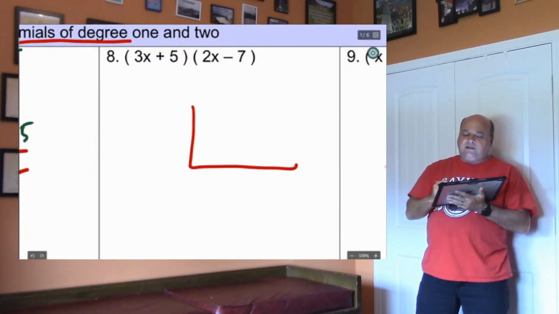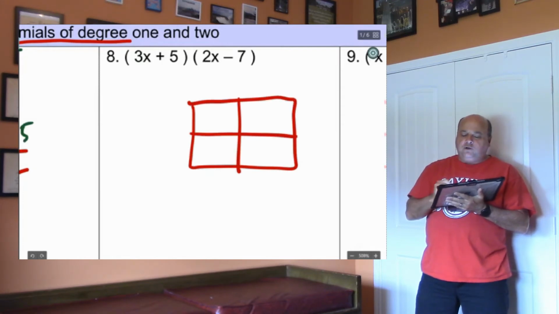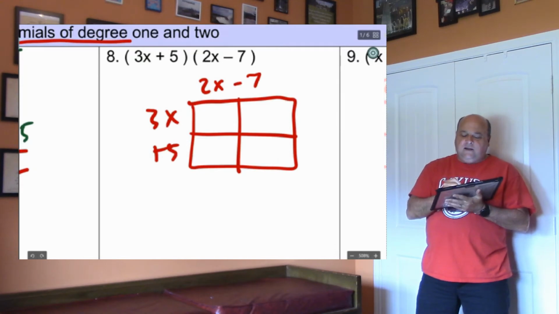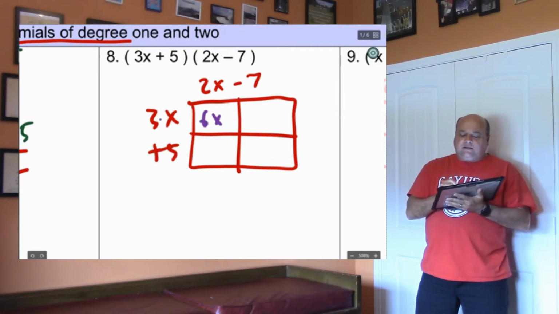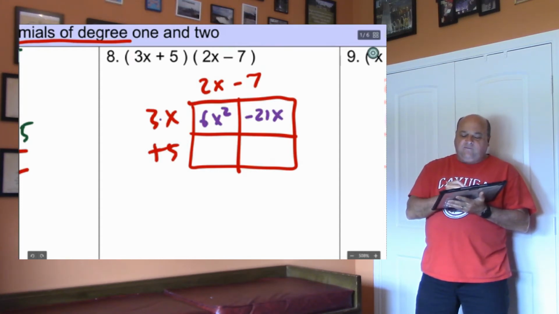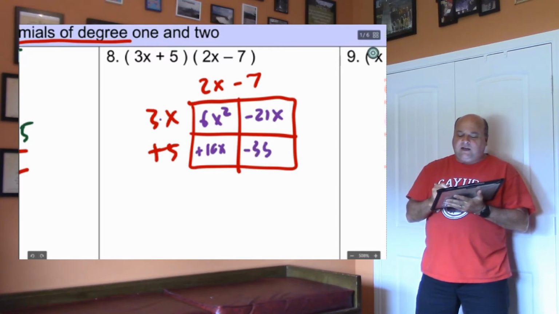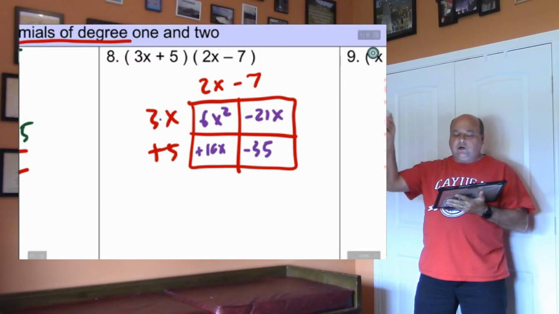If you use the box method, you're going to make a 2 by 2, put 2x minus 7 and 3x plus 5, and then just fill in the box. 3x times 2x is 6x squared. 3x times negative 7 is negative 21x. 5 times 2x is plus 10x. 5 times negative 7 is negative 35. And then you're just going to group up.